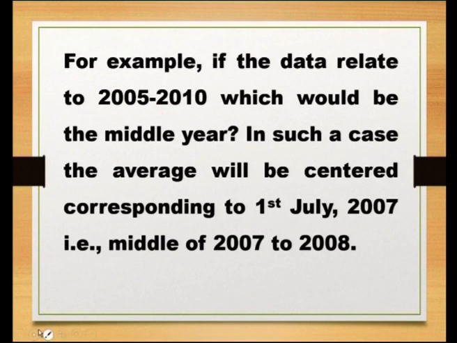For example, if the data relate to 2005 to 2010, just count how many years: 2005, 2006, 2007, 2008, 9, 10, which would be the middle year. In such a case, the average will be centered corresponding to 1st July. The middle year is between 2007 and 2008. So, 1st July 2007, that is middle of 2007 to 2008. For example, I just write here 2005.